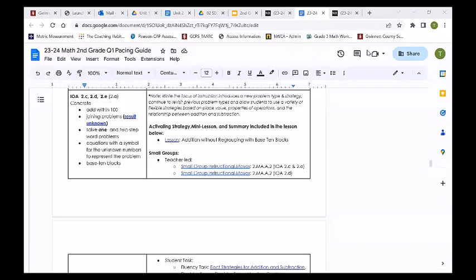Now let's look at the first 10 days of the suggested pacing. You will see that the sequence begins with students utilizing addition and subtraction strategies involving 2-digit numbers within 100, anchored in one-step word problems, using a variety of problem types. Remember that in second grade, students will be limited to solving word problems with two-digit numbers within 100.